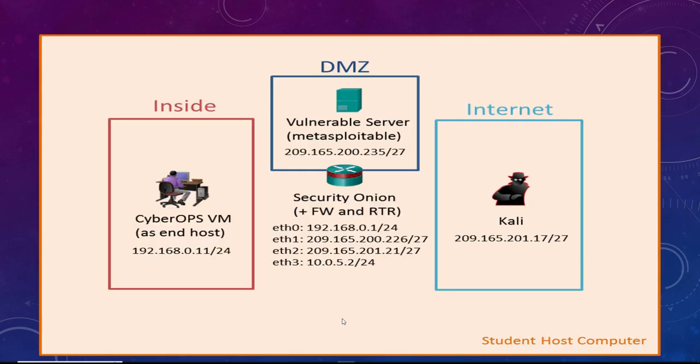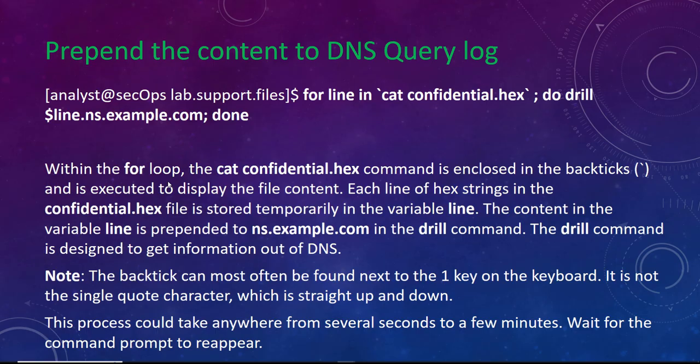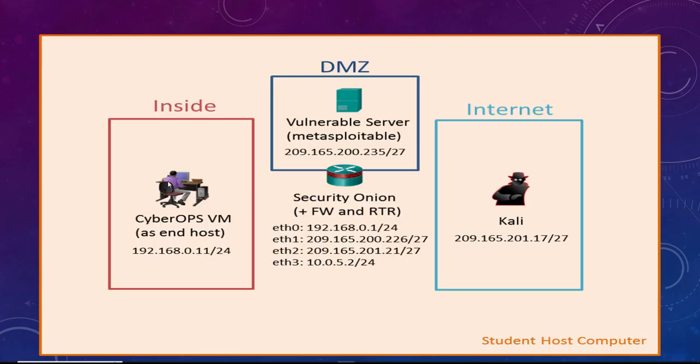This is our lab topology, and it is structured in the sense that we have four workstations here. We have the Kali, which is acting as the internet host, the external host, the attacking system, and then we have the internal host, which is the CyberOps. The CyberOps happens to have confidential files that the Kali is going to attack. So the attacker is going to exfiltrate from the inside host. So we have confidential files on this CyberOps.